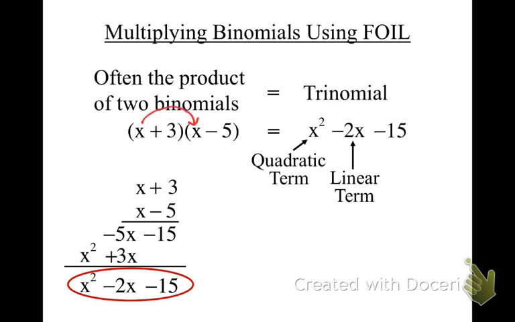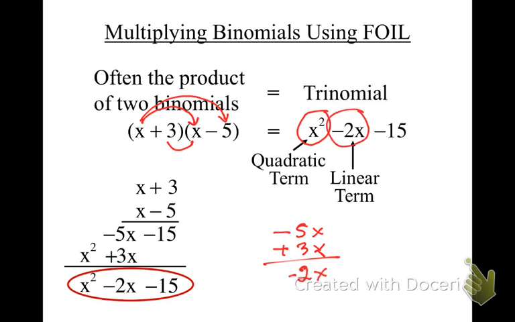You will get, okay, when I'm doing that, x times x, we get a quadratic term, x squared. When I'm doing this, I get negative 5x. And when I do this, I get plus 3x. That makes negative 2x. And that's right here. We call that, when x is to the first power, it is the linear term. When x is squared, it is the quadratic term. And then we're going to do the rest of it. 3 times negative 5 is negative 15. We get the constant term. Okay? We get the constant term.